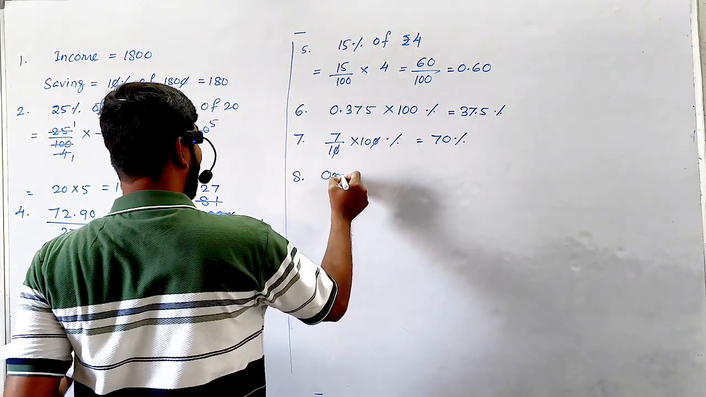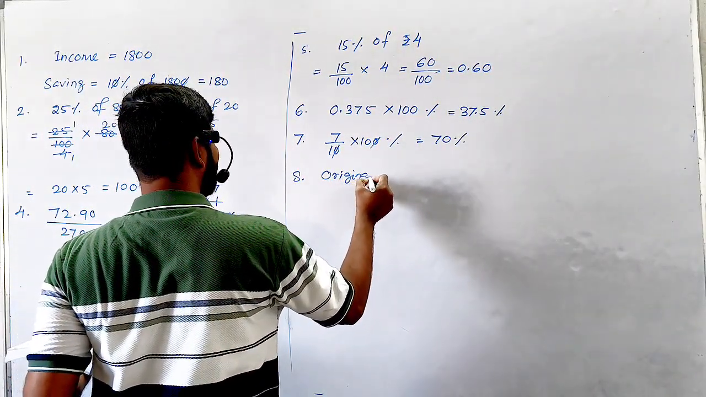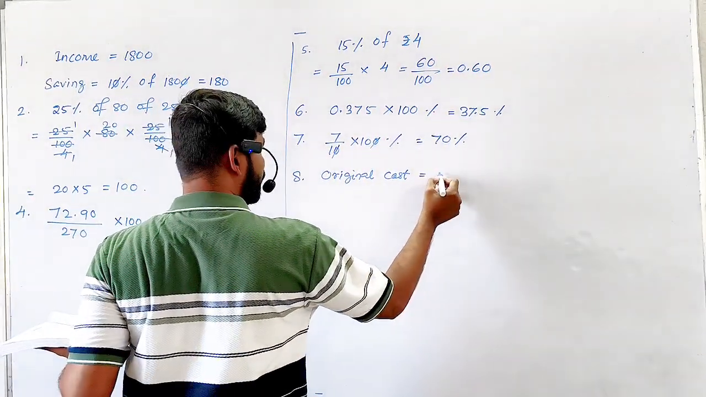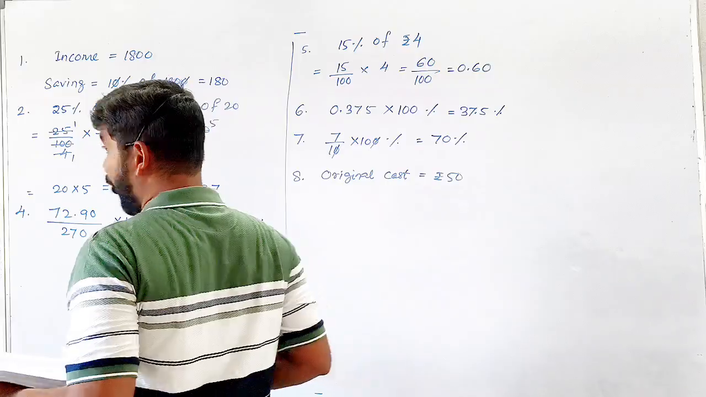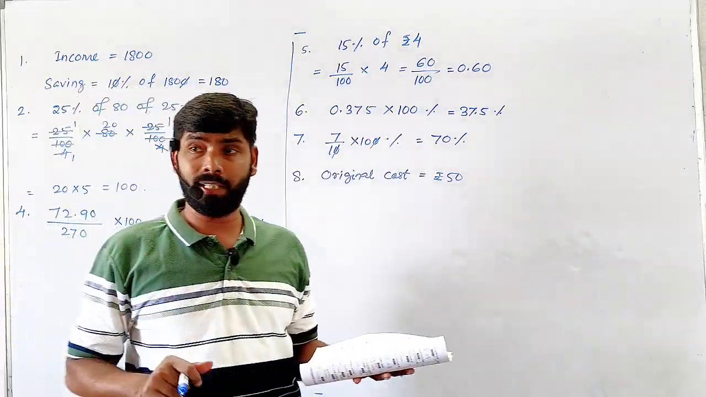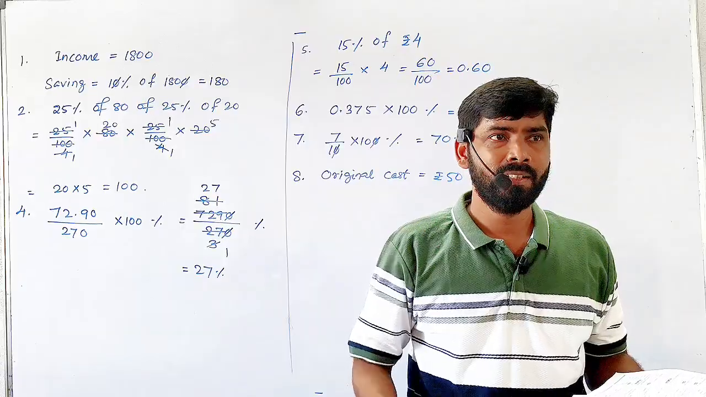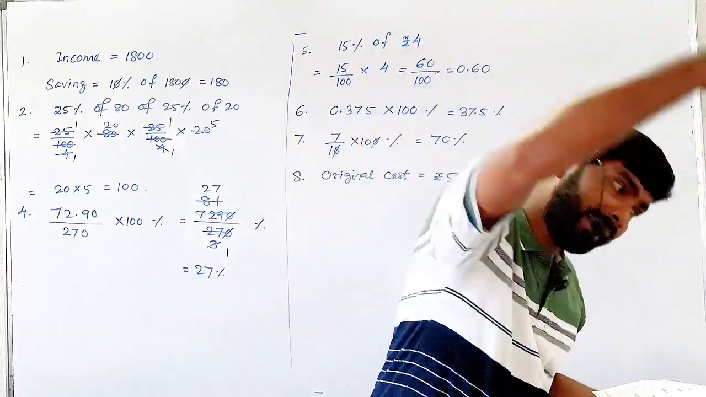Here, original value means original cost, guys. The original or initial cost was 50 rupees and it increased to 62.50 rupees. How much is the increase? How to find it? 62.50 minus 50.